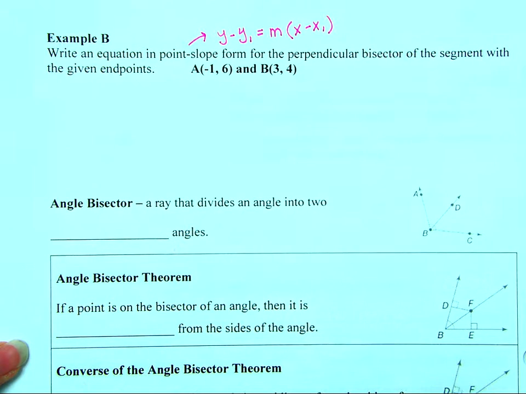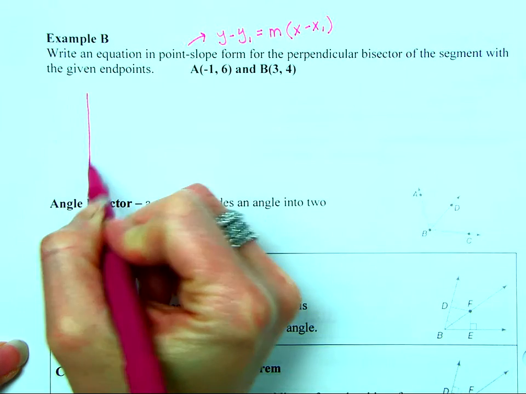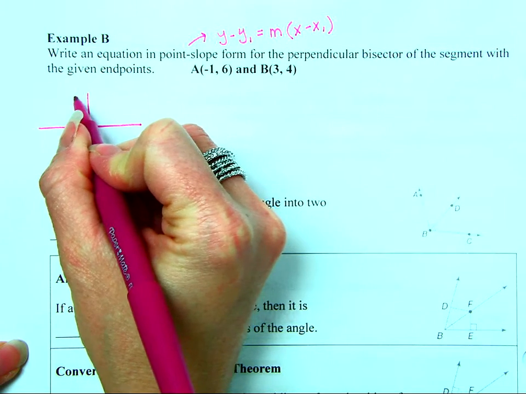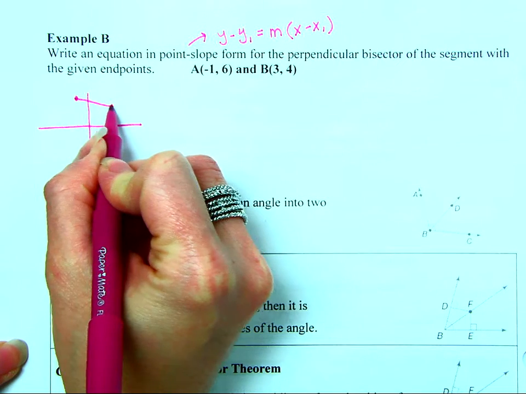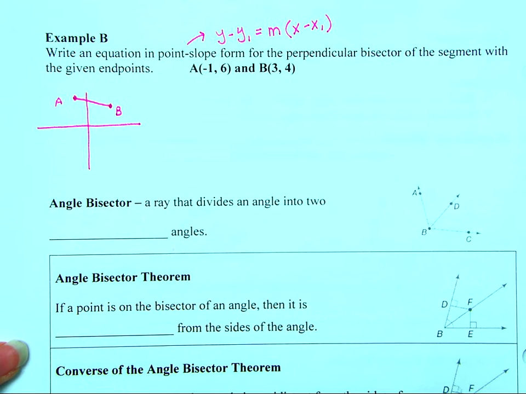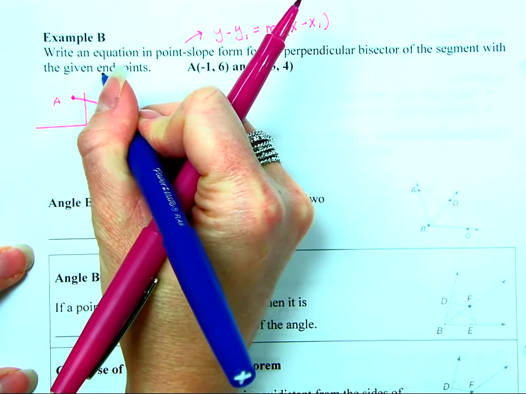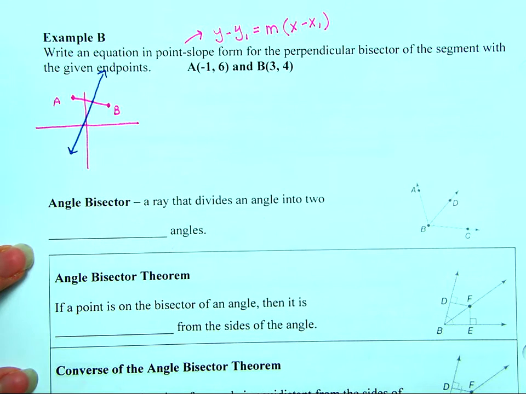And just to give us a visual, let's go ahead and roughly plot points A and B. So I'm going to come over here and sketch my coordinate plane, -1, 6, and 3, 4. This is just a rough estimate of my segment AB, but I want the equation of the perpendicular bisector. So if you think about it, I don't want my equation for line AB. I actually want my equation for the perpendicular bisector, which would be this blue line right there.